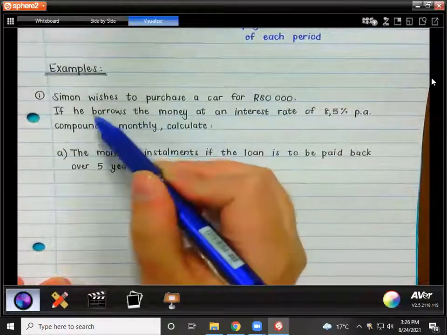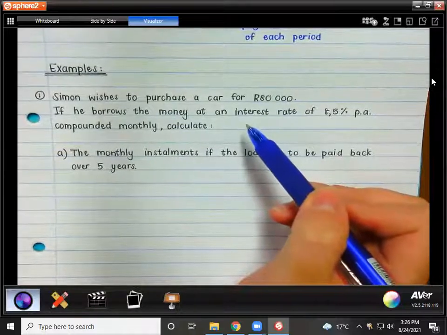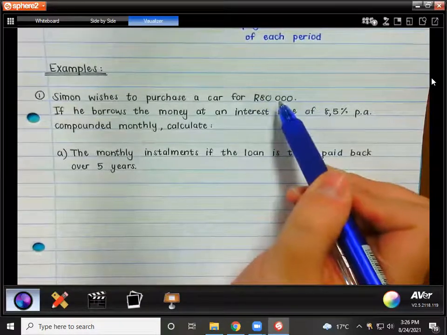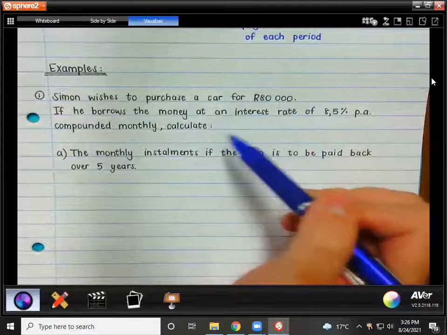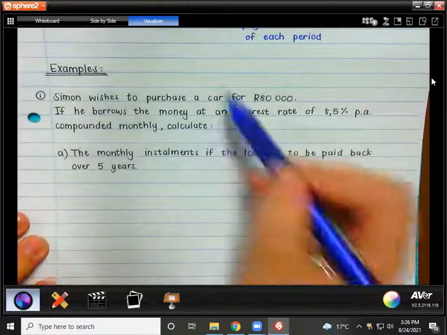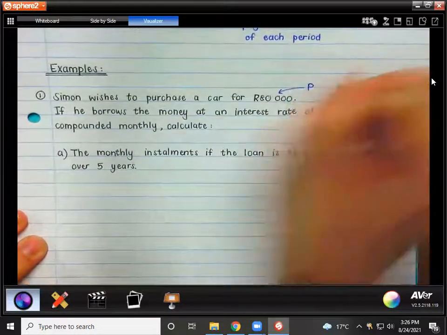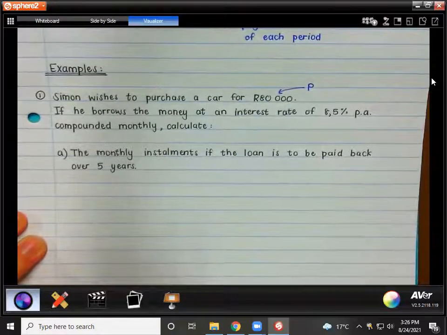All right, so this 80,000 Rand, he's borrowing the money right now so that he can buy the car. So do we understand that this is the present value? All right, he's not saving up to have 80,000 in 2 years' time. If that was the case, we would use the future value formula. All right, so this is a loan. So this amount is our P value, our present value, the amount that he's taking out as a loan.